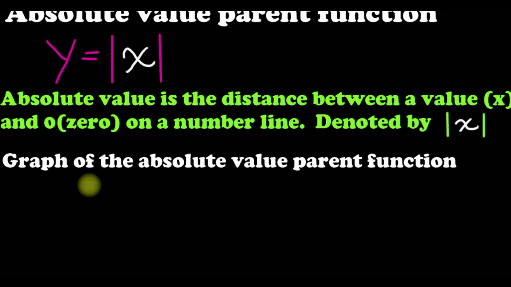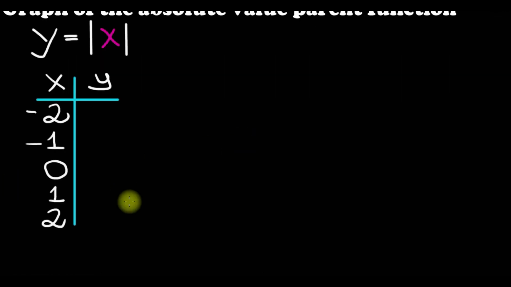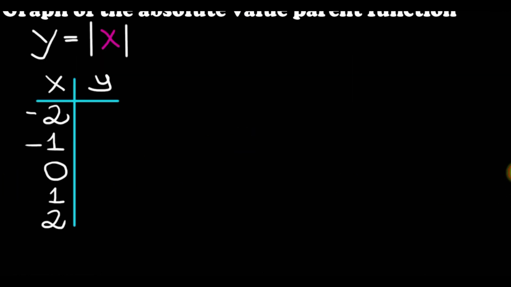So we're going to get into the graph of the absolute value parent function. Here again, y equals the absolute value of x. We're going to graph this by making a 2-column table, picking values for x, and plugging them in to come up with y. Then we're going to have points, or ordered pairs, that we can use to plot and come up with the graph of the absolute value parent function. Here's a 2-column table.